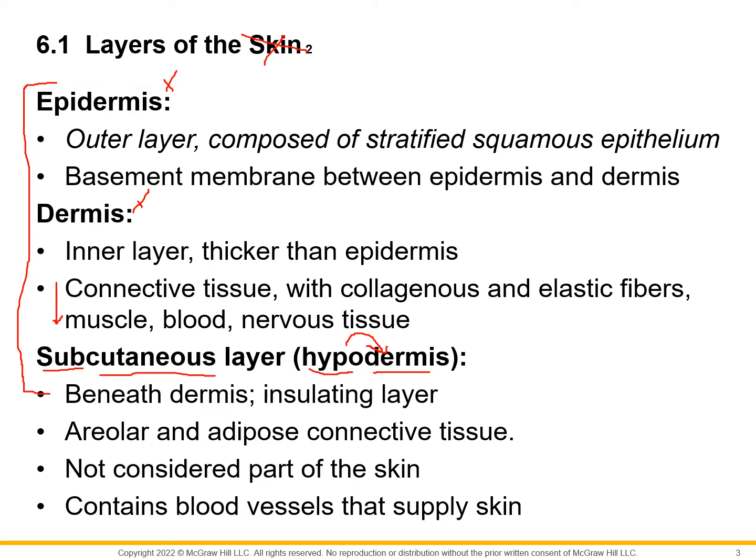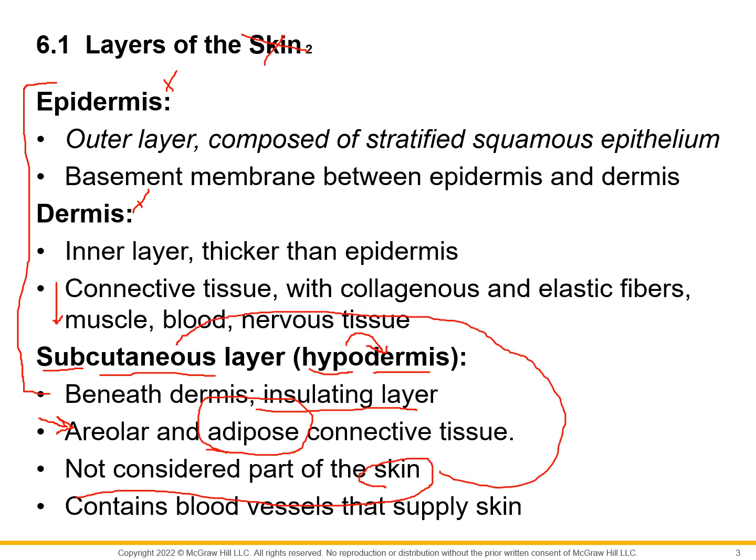But the subcutaneous layer is basically an insulating layer. It is mainly adipose tissue, and it does have some areolar tissue. Remember, areolar tissue, when we saw the tissue slides, was the tissue with strands all around it, mainly collagen and elastin fibers, which give strength and the ability to stretch and come back. You can see that in your skin. As it says here, it's not considered part of the skin, because the skin is the cutaneous membrane, and this is the subcutaneous layer, below it.